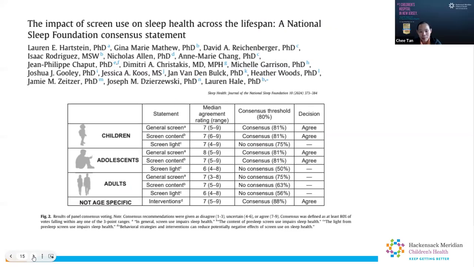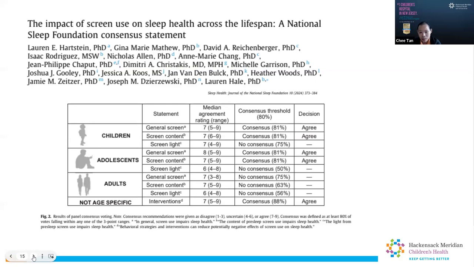So you've heard some of the good sleep habits that we encourage parents to follow. Recently the National Sleep Foundation has come up with a consensus statement regarding the impact of screen use on sleep health across the lifespan. They conducted a literature review of the studies done in the past, as well as a systematic review regarding the impact of screen use on sleep health. And they have concluded that in general, screen use does impair sleep health among children and adolescents. And the content of the screen use before sleep, more so than the light exposure itself, impairs the sleep health among children and adolescents.